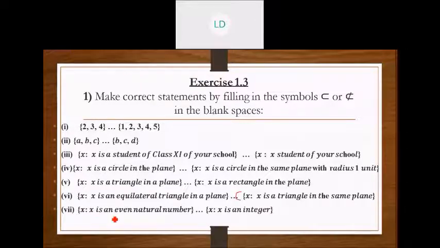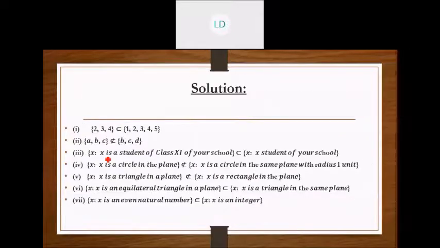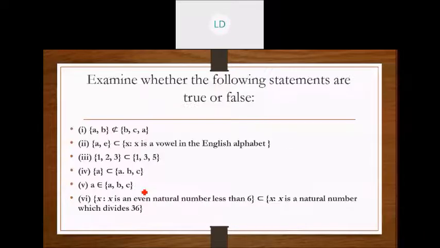Next, X is an even natural integer and X is an integer. Here, all the elements of this set are definitely there in this set, because X is an integer means it contains odd natural numbers also, even natural numbers also. Integer contains odd, even and also natural numbers. All the natural numbers it consists of. Therefore this forms the subset. So these are the answers. You can check out the solution. Okay, next.